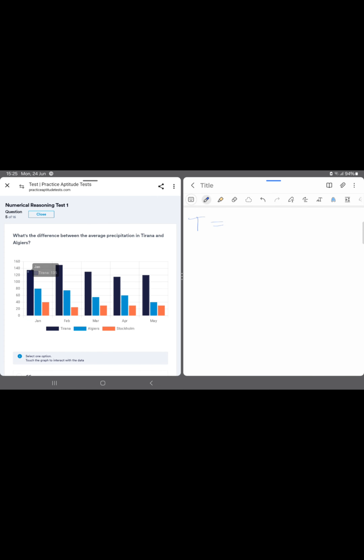So for Jan you can see we've got 135. For Feb we've got 150. For March we've got 130. And for April we've got 115. And for May we've got 120, which gives us, you can add all these numbers. 135 plus 150 plus 130 plus 115 plus 120 gives us 650. So the average for Tirana will be 650 all divided by 5, which gives us 130.